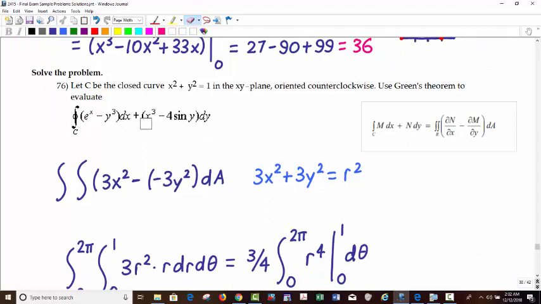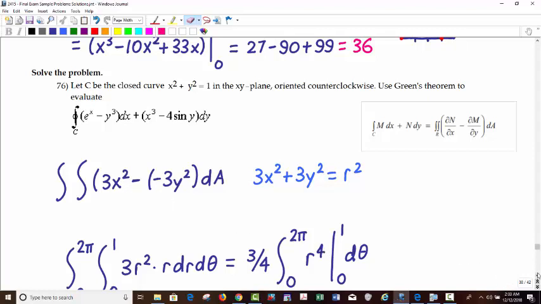So we have x cubed minus 4 sine y, so I need to take the x partial of that, which will just be 3x squared, and then take the y partial of e to the x minus 3y cubed, excuse me, negative. So the derivative of negative 3y cubed would be negative 3y squared. So 3x squared minus minus makes that 3x squared plus 3y squared. Well, that works out kind of handy.